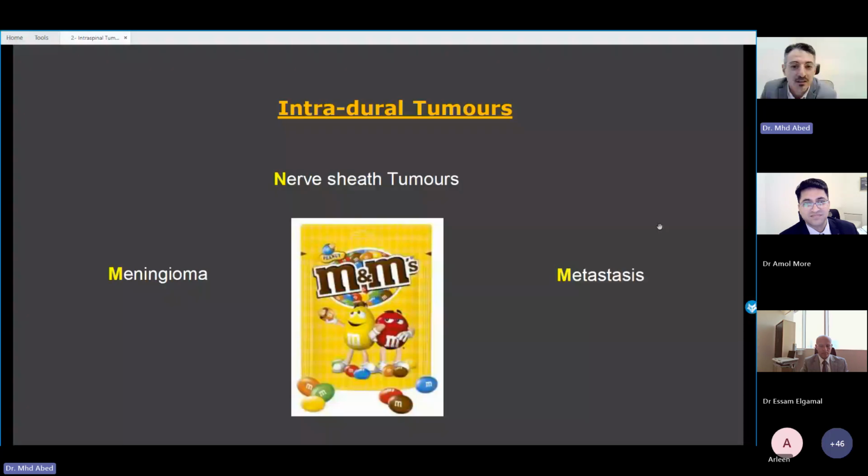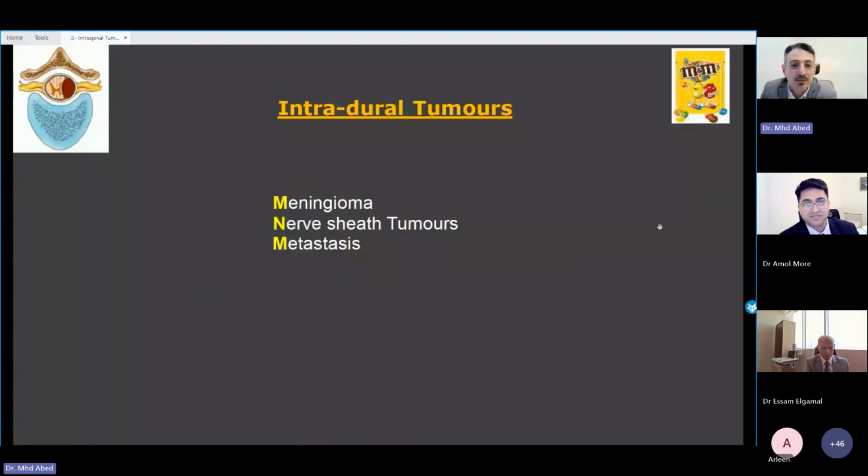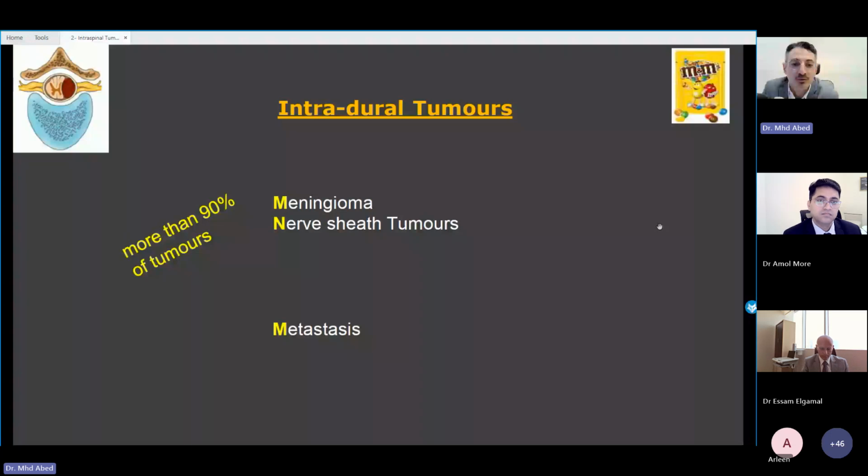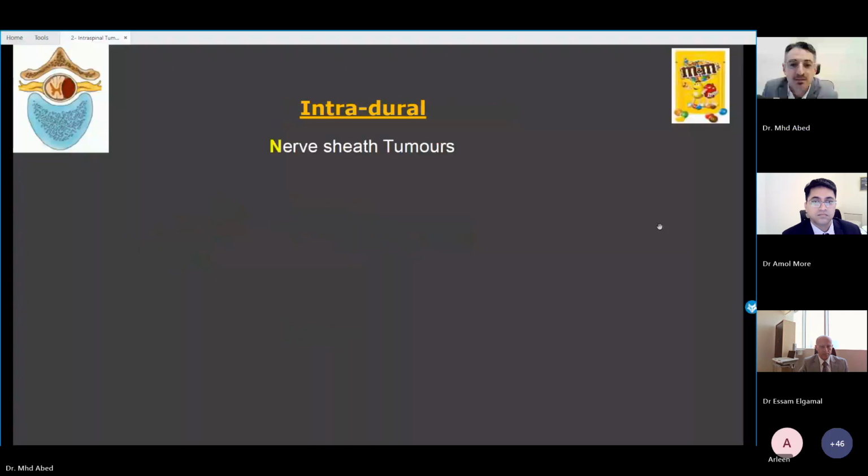We're going to start with the meningioma and nerve sheath tumor, because both tumors are responsible for almost 90% of the intradural tumors. Metastases are also one of the differentials, but they are less common compared to the meningioma and nerve sheath tumor. And especially the nerve sheath tumor is more common than meningioma, especially the schwannoma. So the nerve sheath tumors, as I said, are the most common intradural mass lesions.